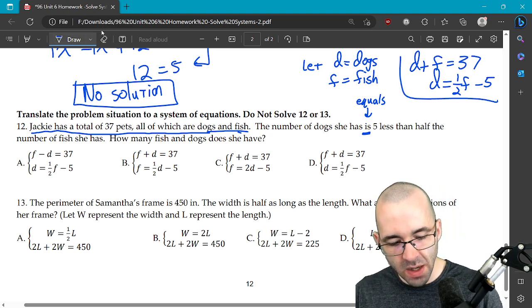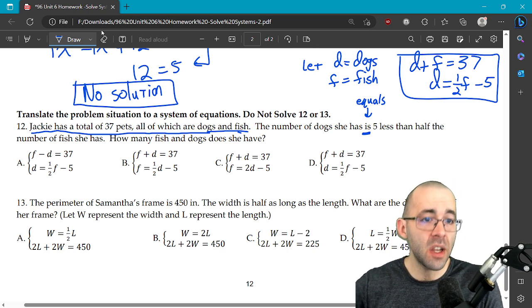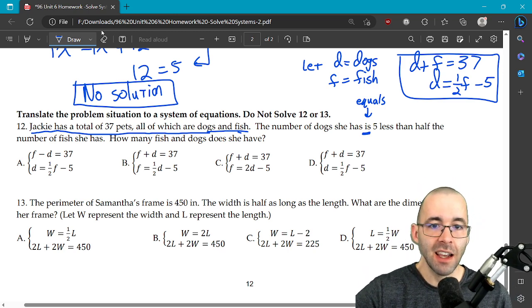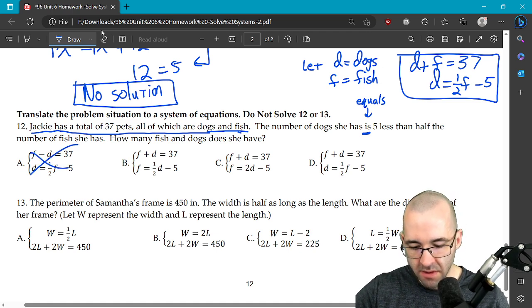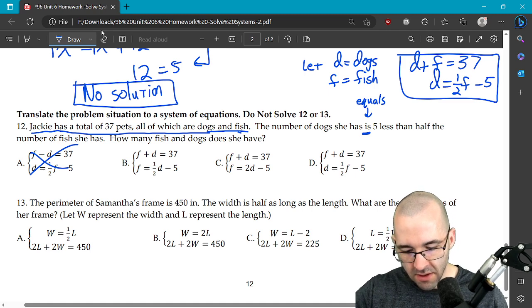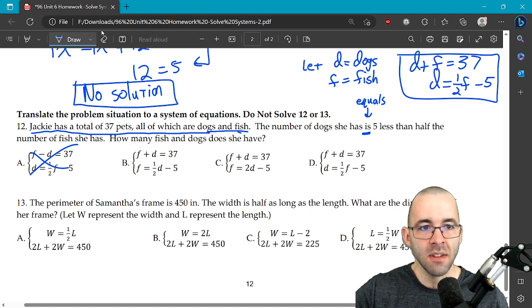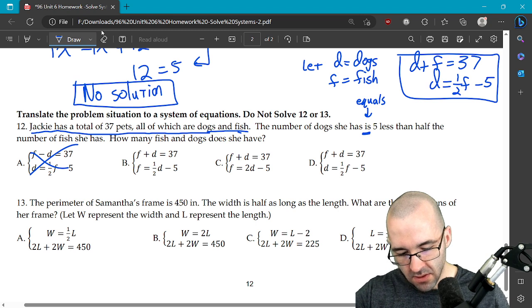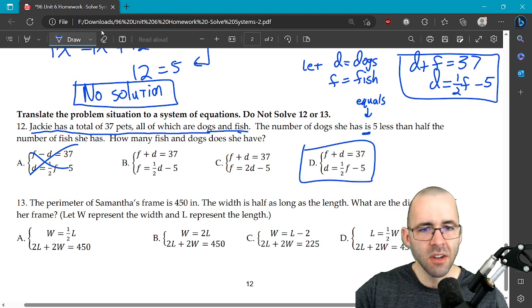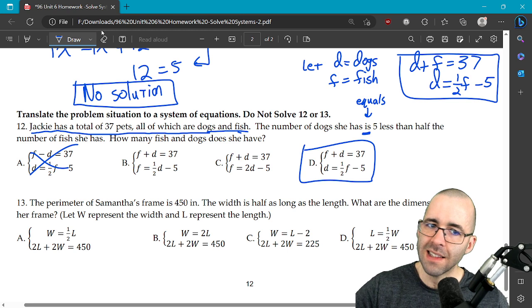So now we have a system of equations that we could use to find out how many dogs and fish Jackie had. And hopefully this is one of our answers. D plus F is 37. That one's out. All the other three have the right first equation. And the second one is D is 1/2 F minus 5. There we go. And be a little careful with these because just because the equation doesn't look the same doesn't mean it's not the same.